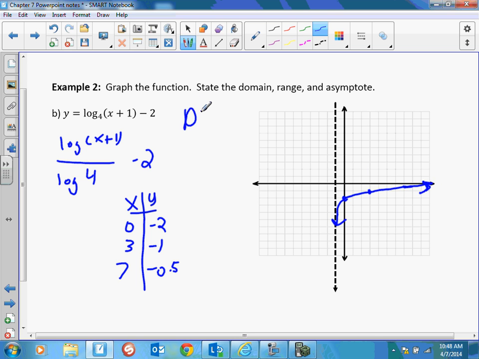Domain now is x is greater than -1. Okay, because that's what makes it go to 0. The range is all real numbers, doesn't change for this one. And the asymptote is x equals -1. So the main thing I want you guys to be able to do is, most people are good with the calculators, but domain and range and asymptote, people are struggling. So make sure you understand the structure of the problem and how that changes it. Also understand, if they ask you for a transformation, the +1 moves it left 1 and the -2 moves it down 2, from the parent function.